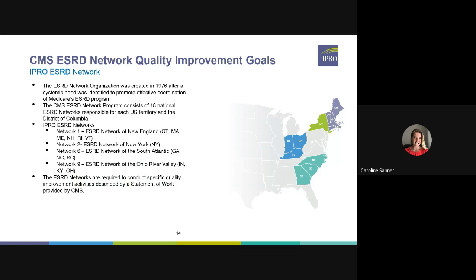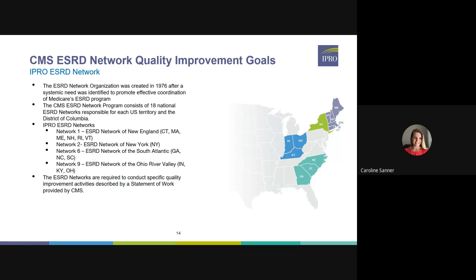CMS relies on the network organizations such as IPRO to develop a relationship with dialysis professionals, providers, and patients, and create a collaborative environment to improve patient care. One of the primary functions of the network organizations is to assist CMS in understanding the needs of the ESRD patients by including patients in quality improvement activities and meetings with CMS. CMS directs the network organizations through the development of a contract. CMS reevaluates the quality improvement activities in the contract and the goals that we are required to meet annually.